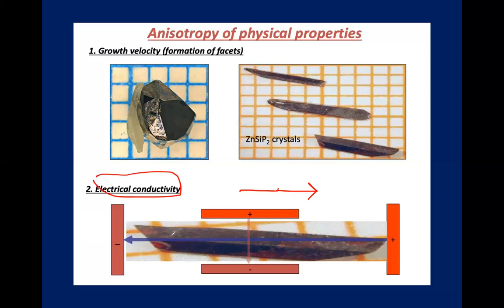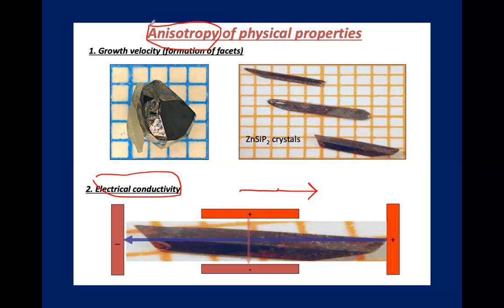It's all because of the internal atomic arrangement. The way the electrons move from one direction to another all depends on the crystal's internal arrangement, right? So conductivity changes, and we call it anisotropy. Anisotropy means inequality. It's not equal in all directions.